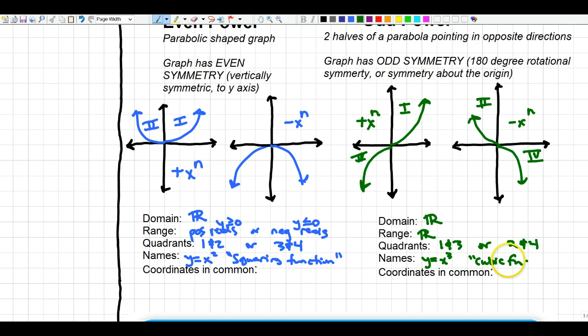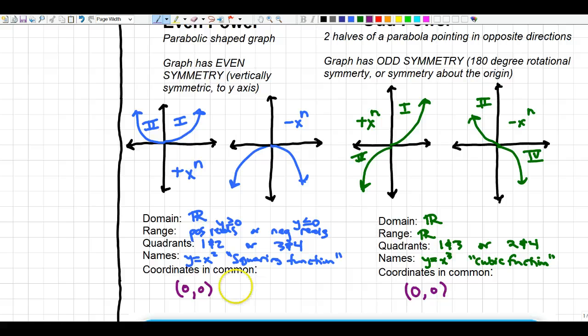Now the points that are in common to both of these graphs, I want students to take a moment to think it through. Points that are going to be in common to both, if you look at both graphs, are definitely going to be 0, 0. If you take 0 as your base, as your x, and raise it to a power, don't you always get 0 back? So 0, 0 is common to both of these.